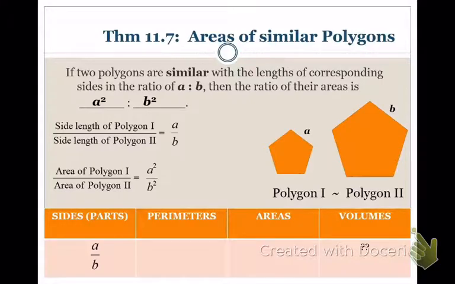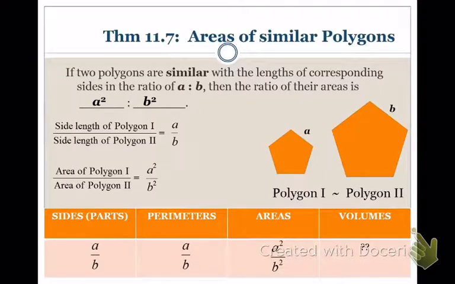So perimeters, if we find the perimeter of both of these two figures and write them as a ratio, they're going to be equal to the scale factor also. When we find perimeters, we're not multiplying anything. We're just adding the side lengths. So there's no reason to jump to squaring the sides or multiplying the sides by anything. It's just going to be the same as the scale factor, A to B. Again, the areas is the scale factor squared, or squaring the sides and writing them as a ratio.